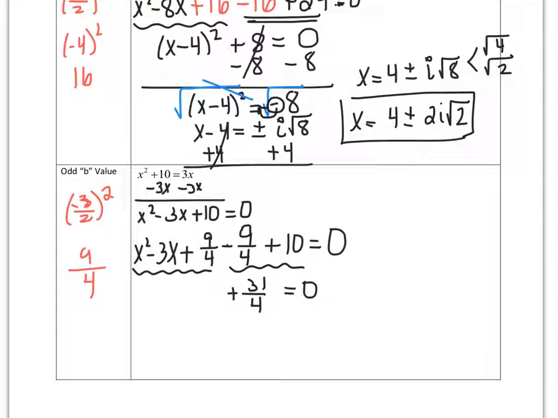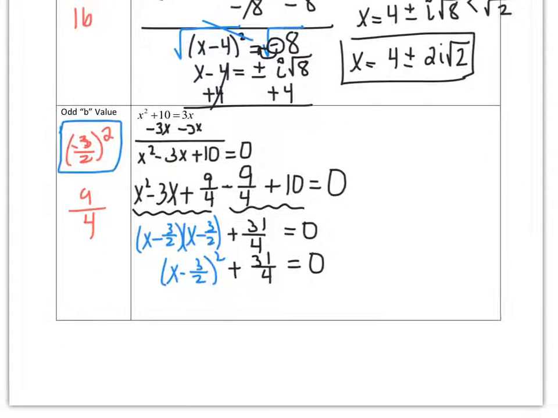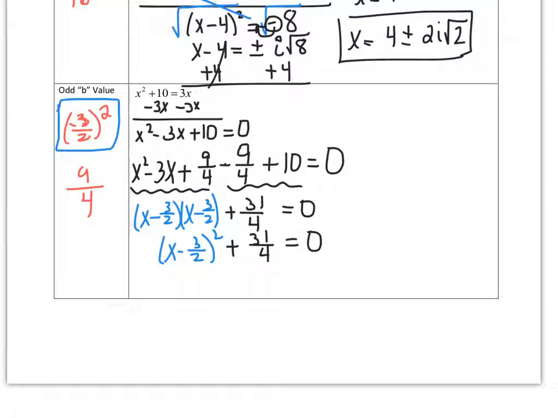And some of you are probably thinking, how am I going to factor this? Now, the trick from before will help you. Remember, once we have it and square it, that is what goes into my 2 factors. So technically, if I were to write this out, it would be x minus 3 halves times x minus 3 halves. But we're going to just write that as x minus 3 halves squared. And then plus 31 over 4 equals 0. Alright, so now we're just going to solve. So I'm going to subtract 31 over 4.